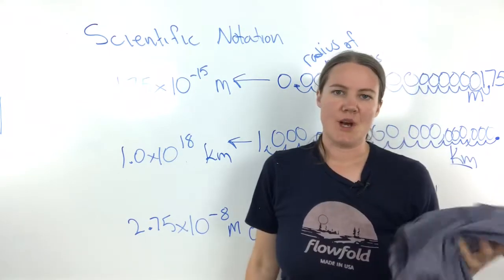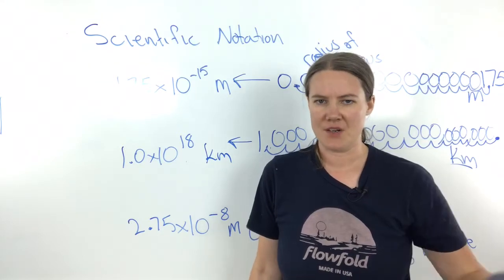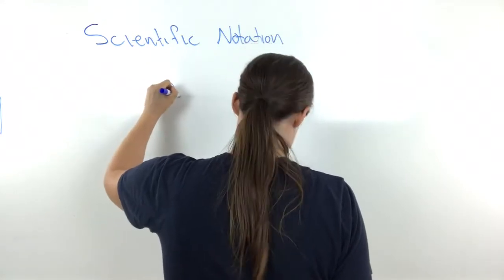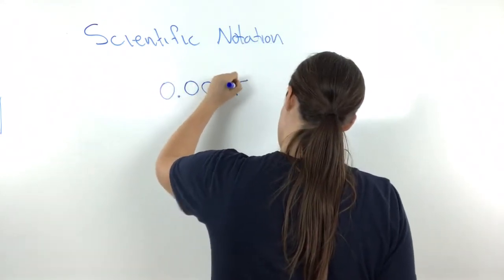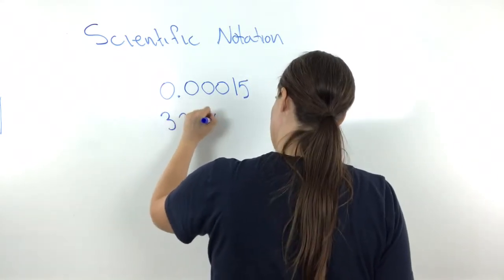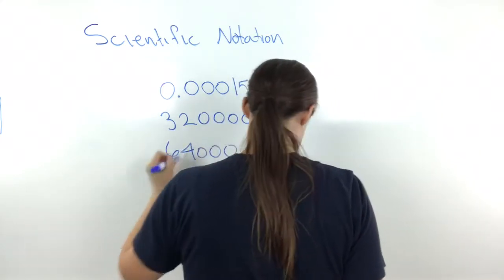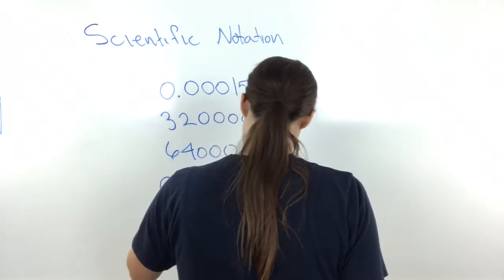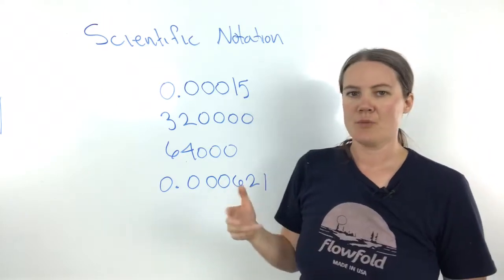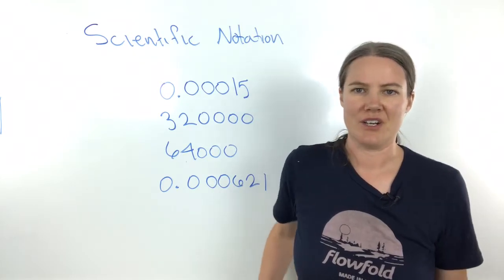Now I want to give you some numbers to practice, and it might be helpful to pause the video and then come back and I'll go through the solutions. So 0.00015, 320,000, 64,000, 0.000621. So go ahead and pause the video and put these numbers into scientific notation on your own, and then unpause the video and we'll go through them.